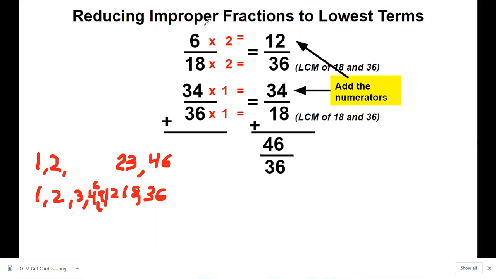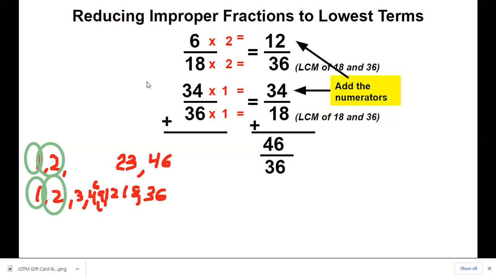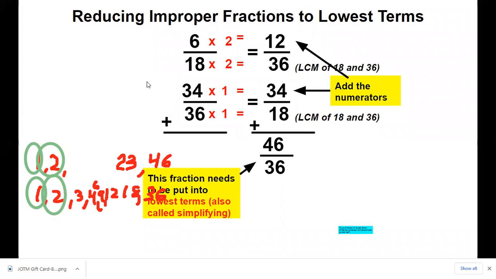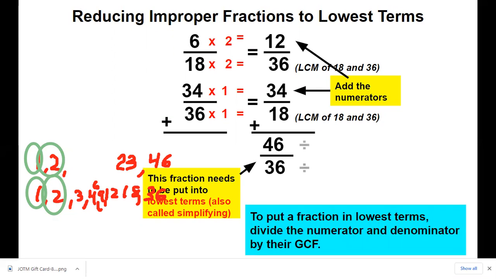Okay, which ones are common to both? 1s are common. 2s are common. That's it, right? Nothing else is common. So 2 is the greatest common factor. So I am going to divide the top, 46, by 2. And I'm going to divide the bottom, 36, by 2. So let's divide by 2, the greatest common factor of both.